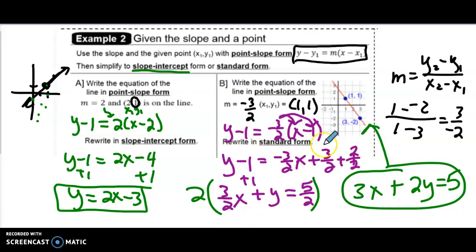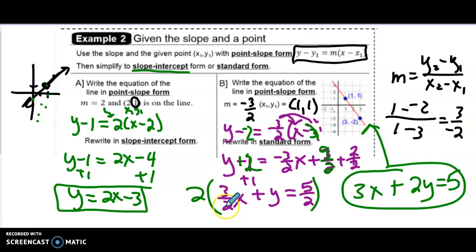Now, what if you would have picked the other point, 3, -2? If you would have picked 3, -2, then here I would have had y minus -2 equals -3/2 times x minus 3. Okay, x minus the x-coordinate. You still would have distributed through. Here I'd have y plus 2 equals -3/2 x plus 9/2. Okay, -3/2 times -3 is 9/2.